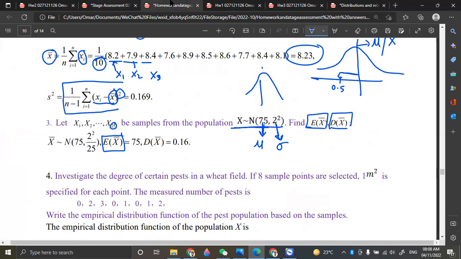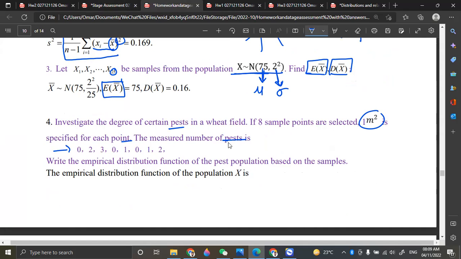Number 4. Investigate the degree of certain pests in a wheat field. Yeah, it's not difficult. If 8 sample points are selected, 1 meter square is specified for each point. The measured number of pests is here. So we have some data, the measured number of pests, and we write the empirical distribution function of the pest population based on the samples. So you have to write the empirical distribution function, right?